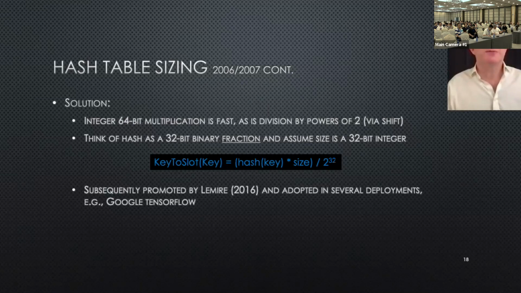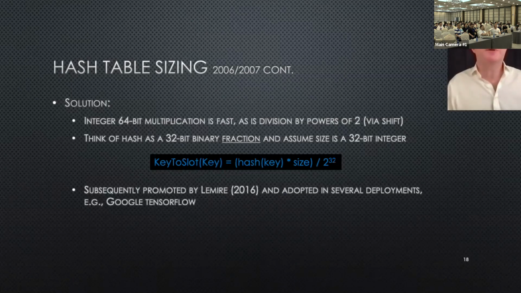So we multiply these 32-bit numbers and we get a 64-bit result. You can think of the high order 32 bits of that as the integer part and the low order 32 bits as the fractional part of that product. You just shift right 32 bits, or divide by 2^32, and now you have a value for your hash that is a slot between 0 and size - 1.